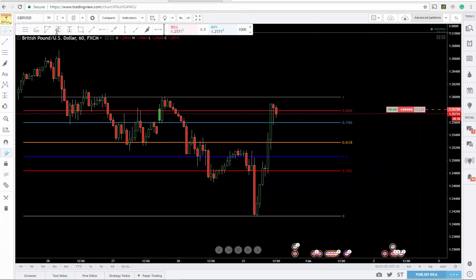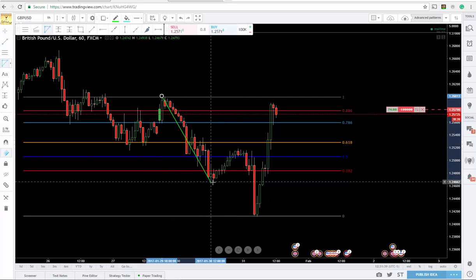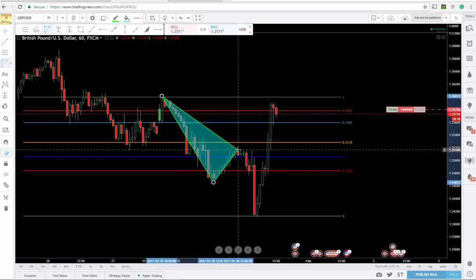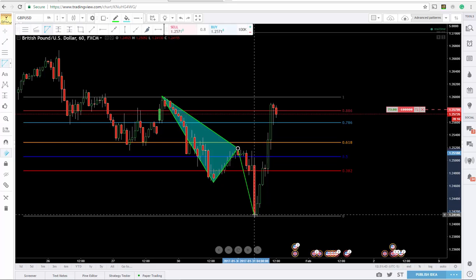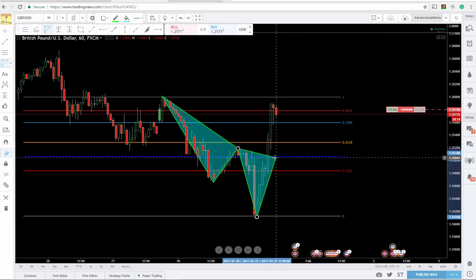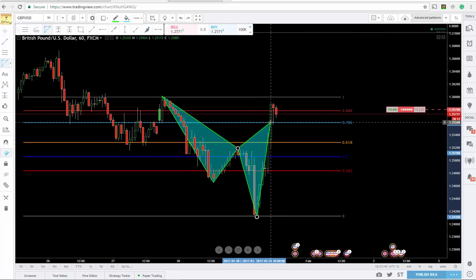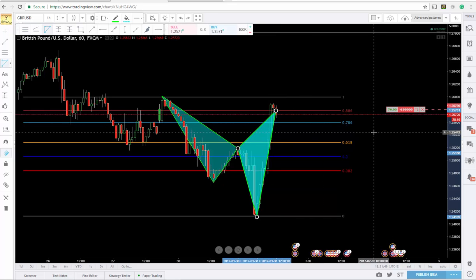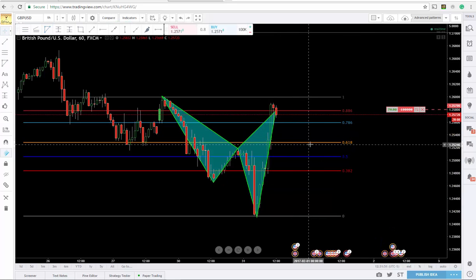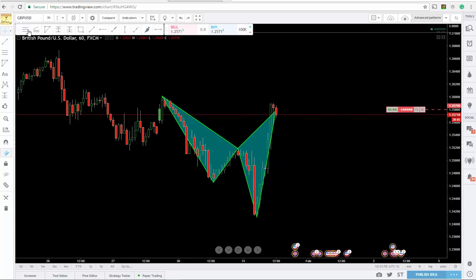So let's go ahead and draw this pattern out. Here we have X to A, our impulsive move that broke through our previous level of structure, A to B with the extension, and B up to C at that 786, but as I said, we got involved closer to that 886 retracement. Now let's go ahead and check out targets.